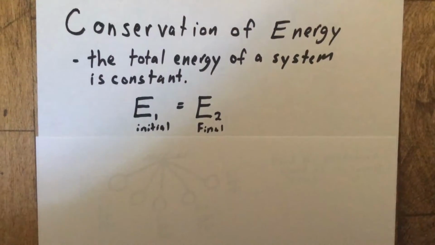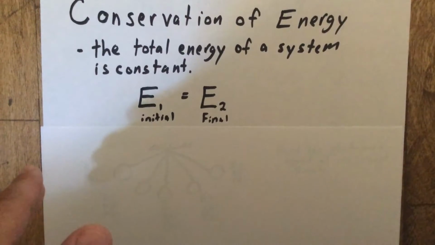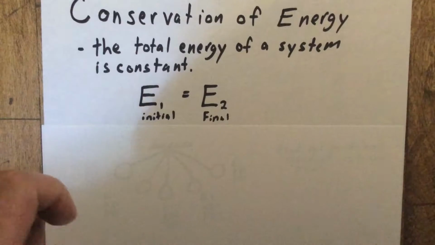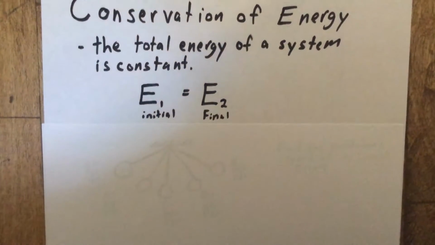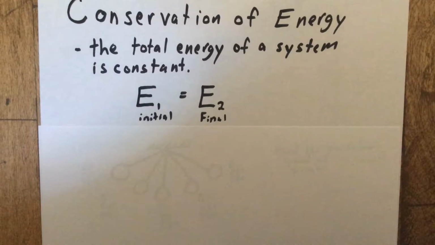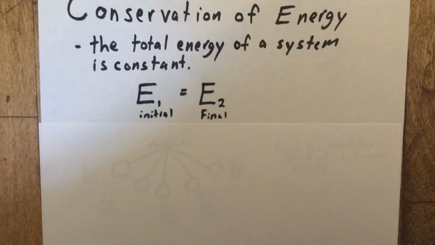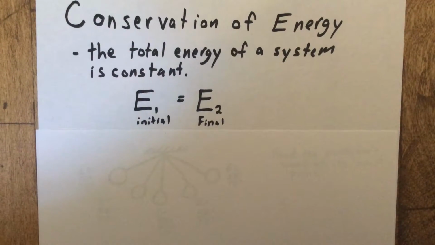This video is about conservation of energy. Conservation of energy is one of our most important physics rules. Basically what it says is the total energy of a system of objects is constant. When we say a system of objects, that's any group of objects where we're not having any energy flow in or out of that system. So no work, no outside force is being applied to that system.